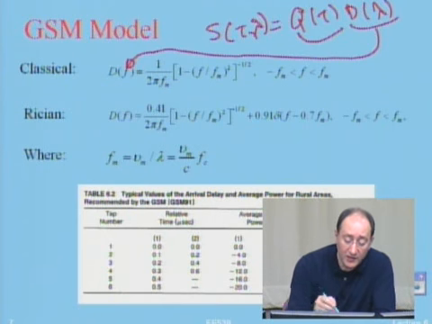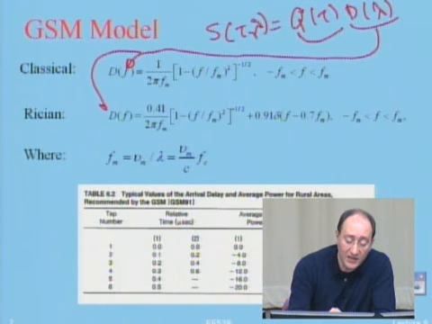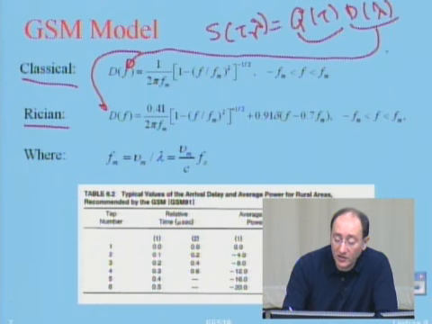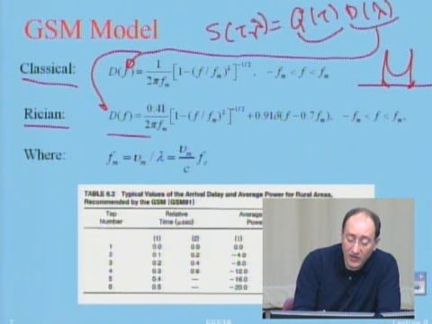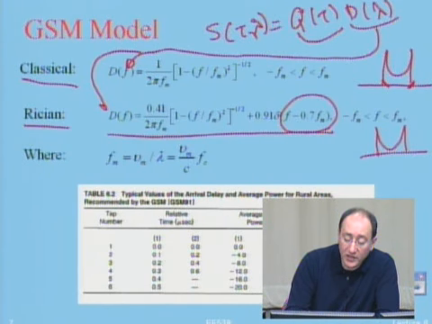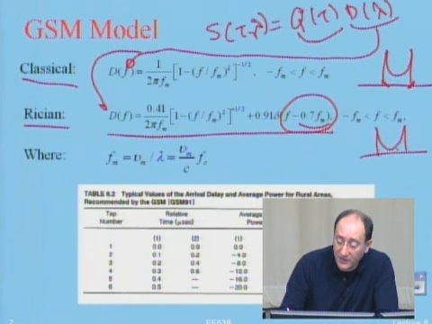For example, in the GSM model, they have two of them. One is classical and one is Ricean. This classical one is nothing but the double ear shape that we have seen before. FM is the maximum frequency. And the second one, the Ricean, is the double ear plus an impulse at location 0.7 of FM, which is somewhere in here.